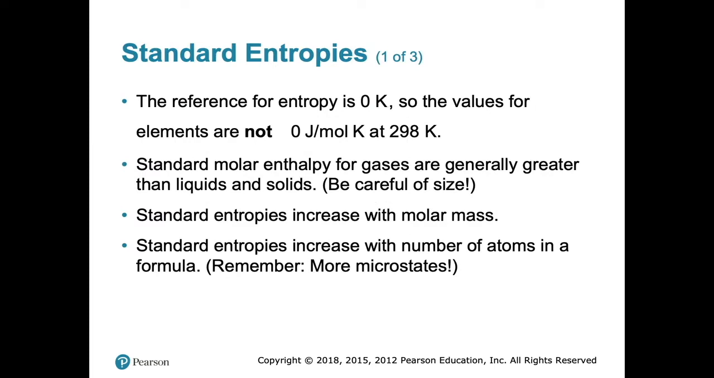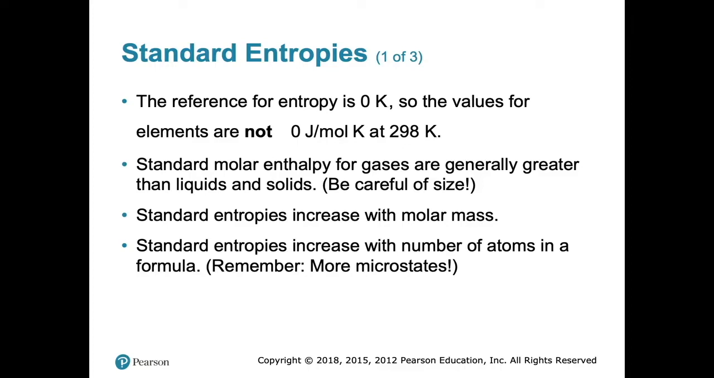Okay, so now we introduce this thing called standard entropies. The standard entropy, or the standard anything, means for example the entropy at standard temperature and pressure, or even concentration, and that's something you should have been introduced to in chapter 5: standard state functions basically. And if we know that the reference for entropy is 0 K, which is absolute zero, the values for the elements are not 0 at standard temperature. So standard molar entropy for gases is generally greater than those of liquids and solids.